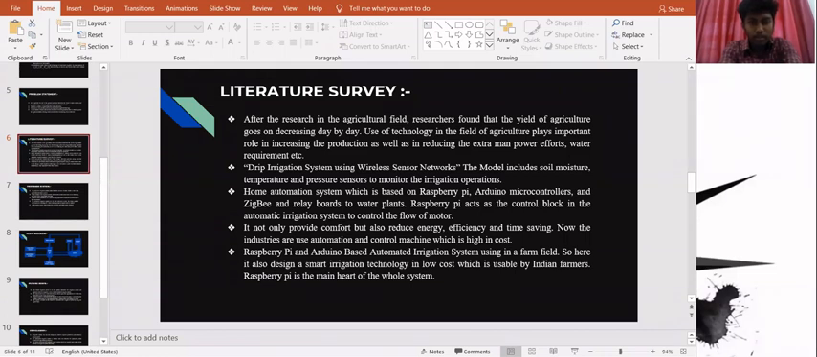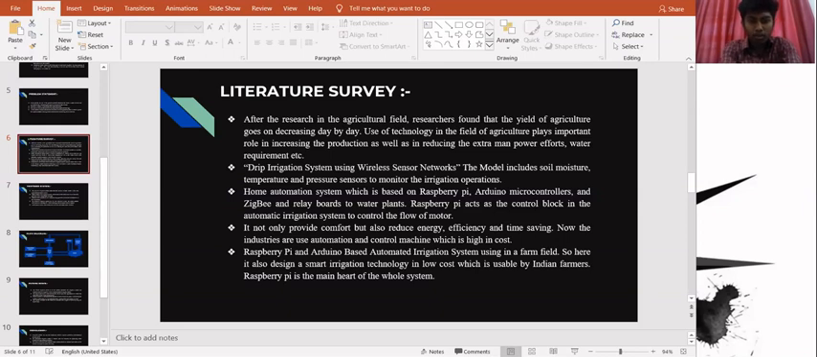So, in the research in the agricultural field, researchers found that the yield of agriculture goes on decreasing day by day. So, the use of technology in the field of agriculture plays an important role in increasing the production as well as reducing the extra manpower efforts and water requirements. One of the models I've seen is the drip irrigation system using wireless sensor networks, which uses soil moisture, temperature, and pressure sensors to monitor the irrigation operation.